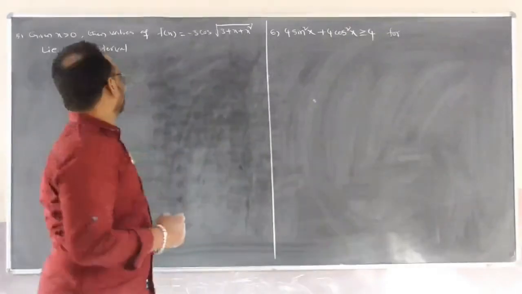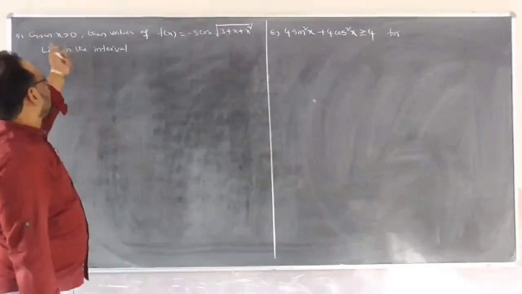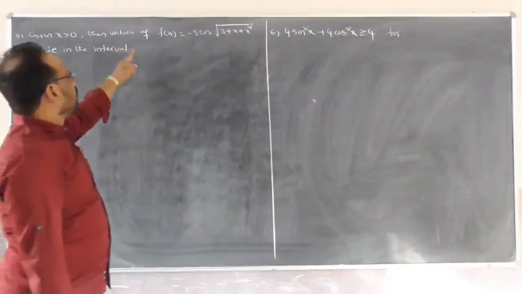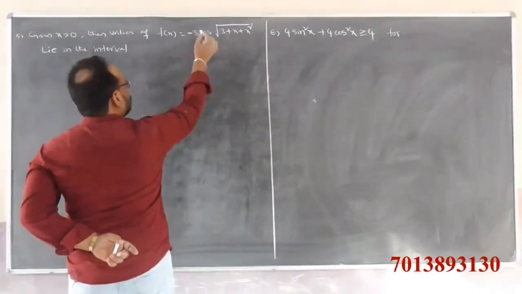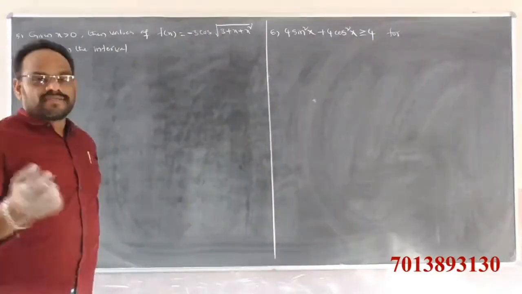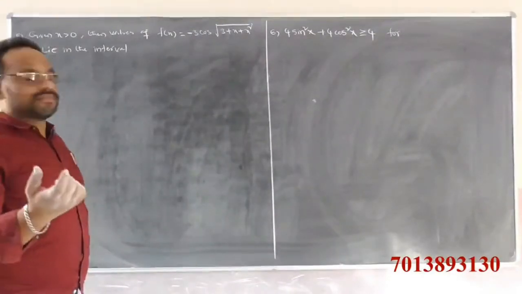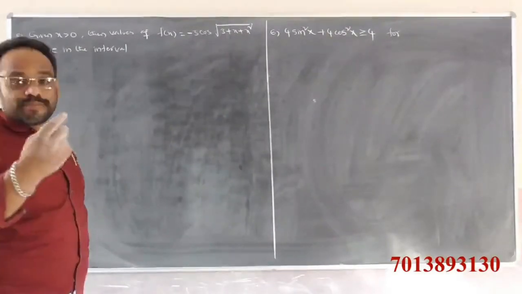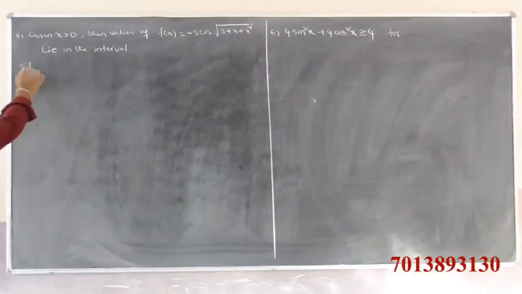This next problem, observe here. Given x is greater than 0, the values of f of x equals minus 3 times cos of the square root of 3 plus x square lie in the interval. We want the minimum and maximum value. That is the solution.